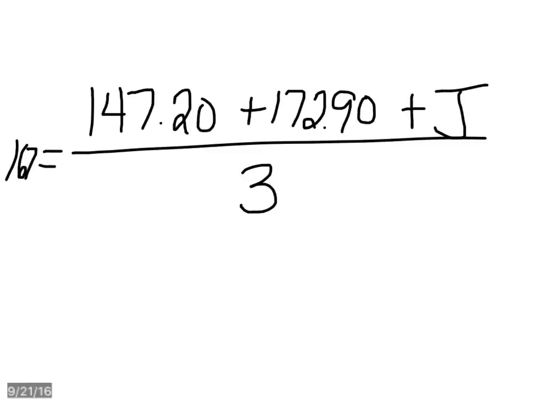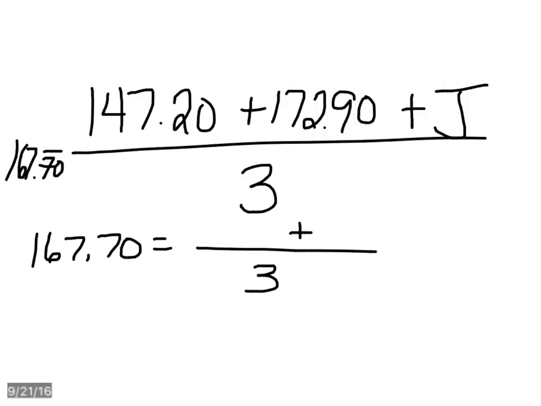The $167.70. So here's what I want you to do. I want you to take the $147.20 plus the $172.90. What number do you get first? How much? 312? 320.1. Okay.